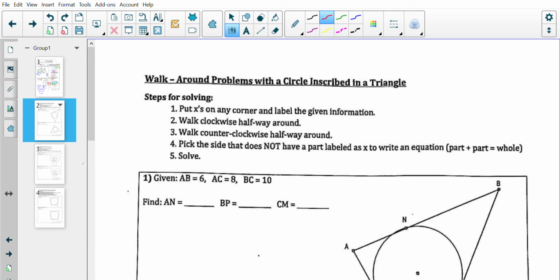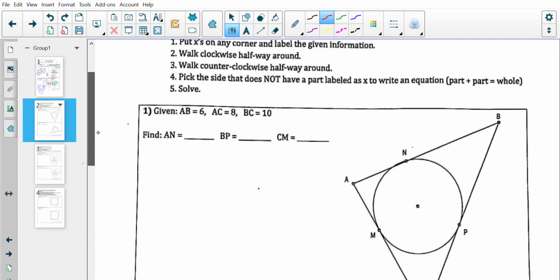Put X's on any corner and label the given information. Walk clockwise halfway around. Walk counterclockwise halfway around. Pick the side that does not have a part labeled as X and write an equation. Part plus part equals whole. Solve. All right. This obviously means nothing to you, but let me show you what I mean.